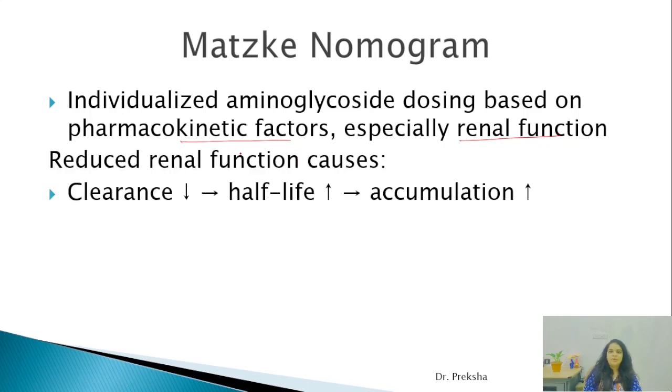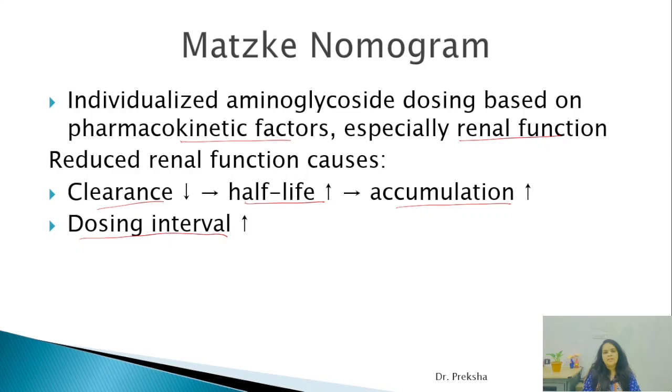So for vancomycin, if there is reduced renal function, then the clearance also decreases, the half-life of vancomycin will increase, and that will result in accumulation of vancomycin inside the body, and that will ultimately result in an increased dosing interval. So this is used only for altered renal function in case of vancomycin. And the other way of therapeutic drug monitoring for vancomycin is AUC upon MIC, and the target is 400 to 600.